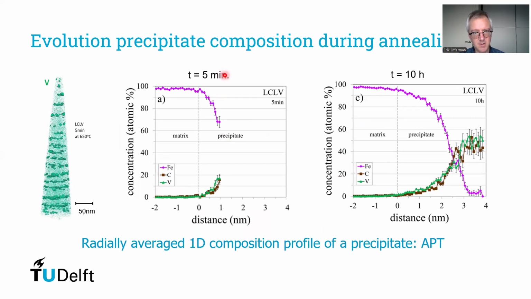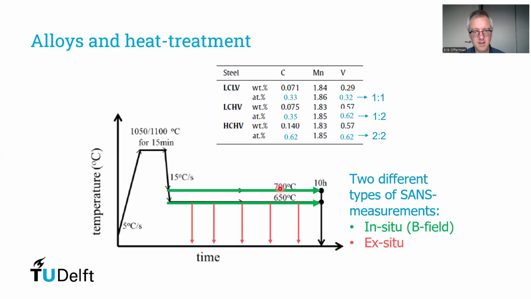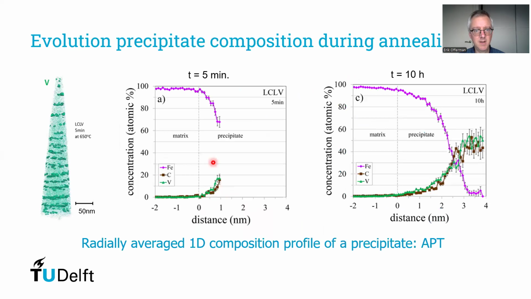And what you see here after 5 minutes of annealing at a temperature of 650 is that the precipitate contains vanadium and carbon, but a small amount, and there's a fair amount of iron. Whereas after 10 hours, the core of the precipitate has the expected vanadium carbide composition, but the more you go towards the boundary of the precipitate, the lower the vanadium and the carbon, and the higher the iron.